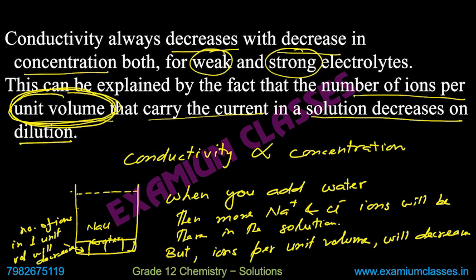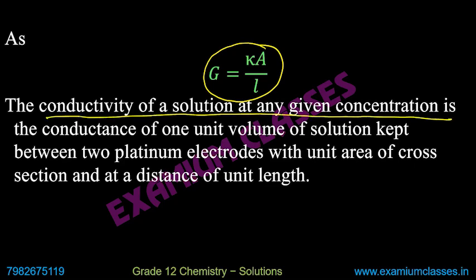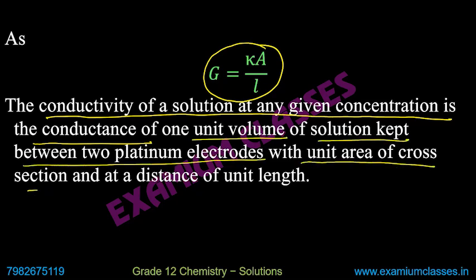Means decrease in concentration. As conductance is given by kappa A by L, the conductivity of a solution at any given concentration is the conductance of 1 unit volume of the solution kept between two platinum electrodes with unit area of cross section and at a distance of unit length. Here you have to understand what I am saying, because nowhere in this formula is volume mentioned, but still I am saying volume here, 1 unit volume. Why am I saying 1 unit volume?